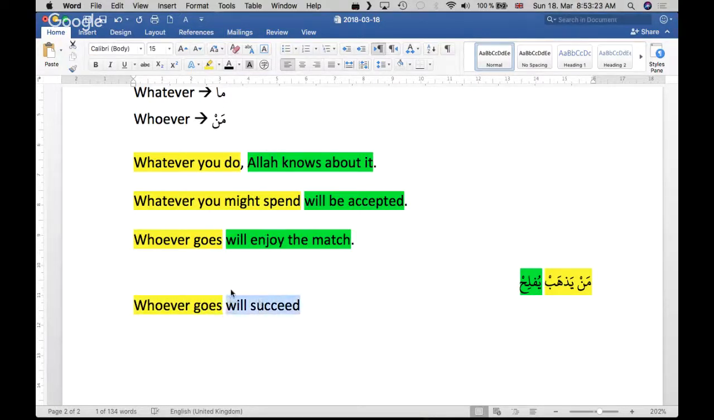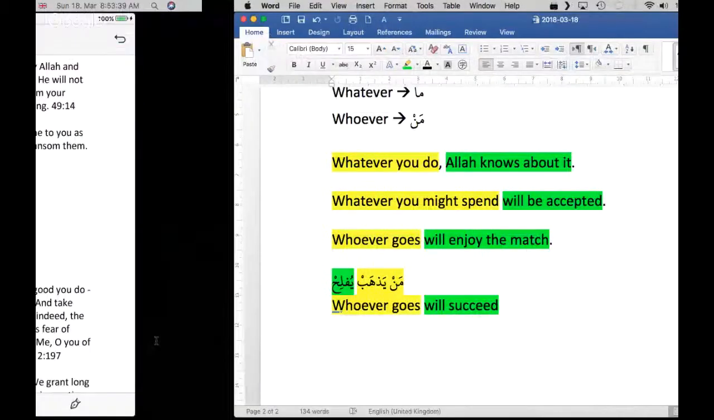This is a condition with ma and man. Both operate in the same way. Okay? Let me bring it here for you, so you can map. Good. If you've understood this, let me take you to your notes again. Let's do some Quranic examples, inshallah.